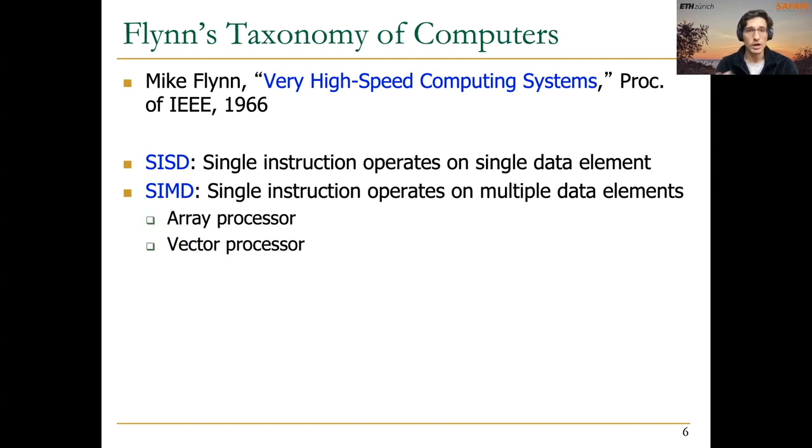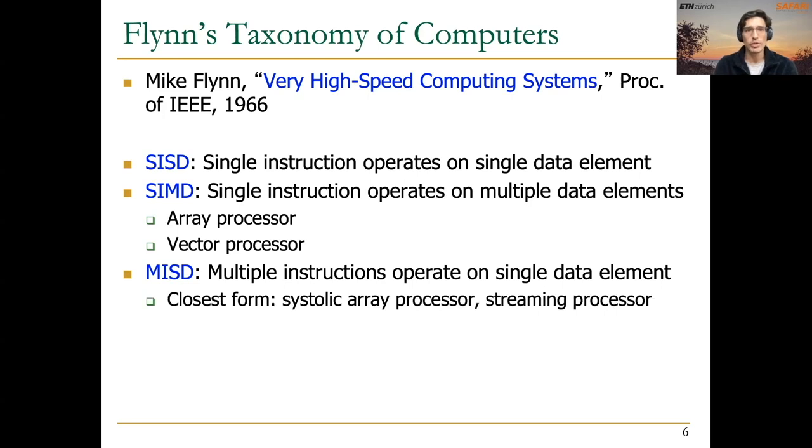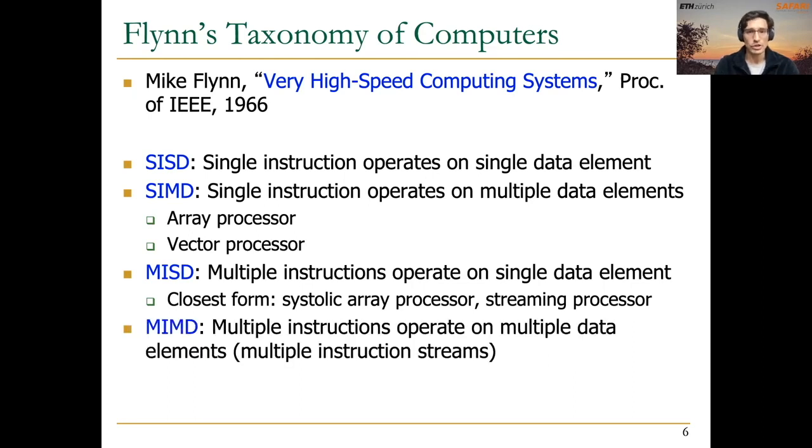And as I said before, here we are going to distinguish between two main types of processors, array processors and vector processors. The third class is MISD, multiple instructions operate on a single data element. It's probably not such a common form of computer these days, but there are close forms to MISD, for example, systolic arrays or streaming processors. And finally, we have MIMD, multiple instructions operate on multiple data elements, or multiple instruction streams. And we have good examples as well in today's systems with multiprocessors or multi-threaded processors.